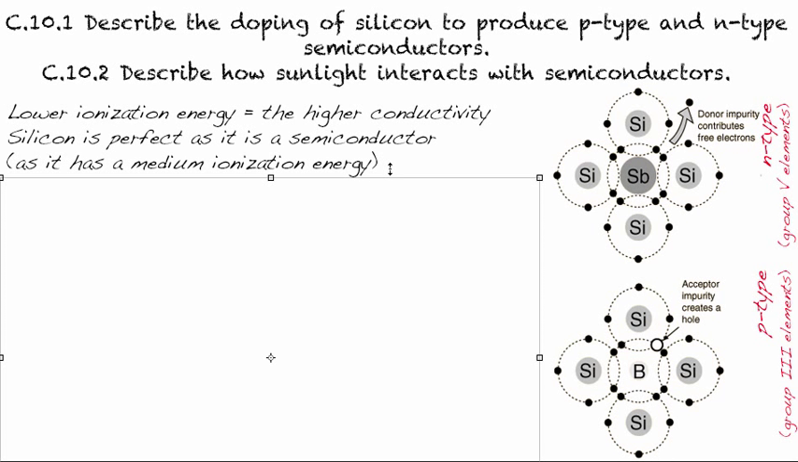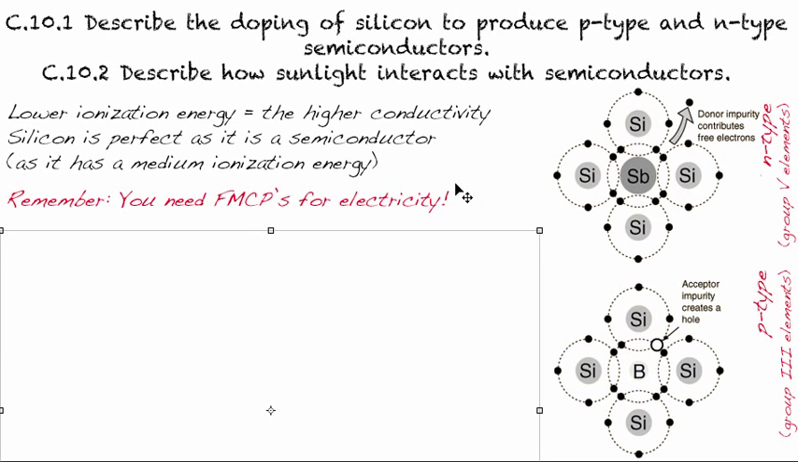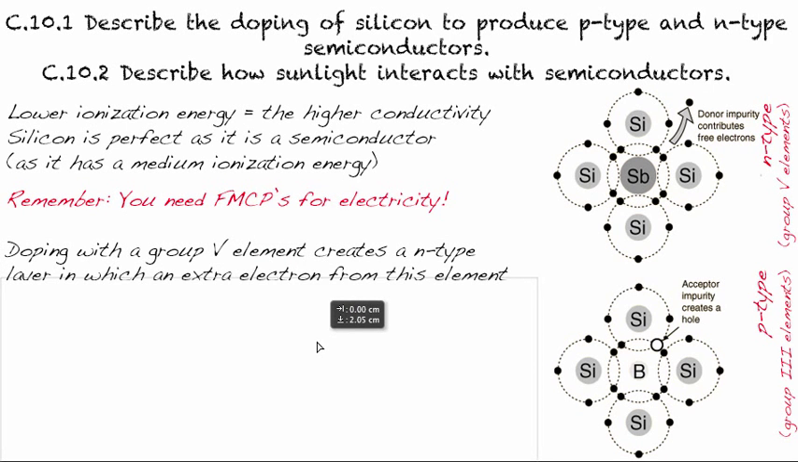So this means that we can manipulate when we want it to conduct and when we don't. And we'll see how that works for us. So let's get into taking a look at these pictures here. And just as a note, remember we need freely moving charged particles for electricity. So the freely moving charged particles we're going to be talking about here are electrons.